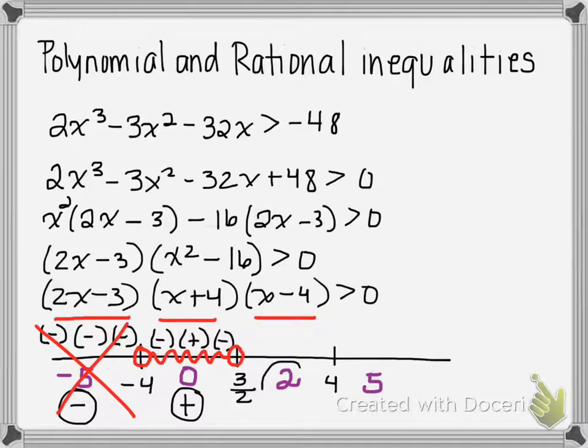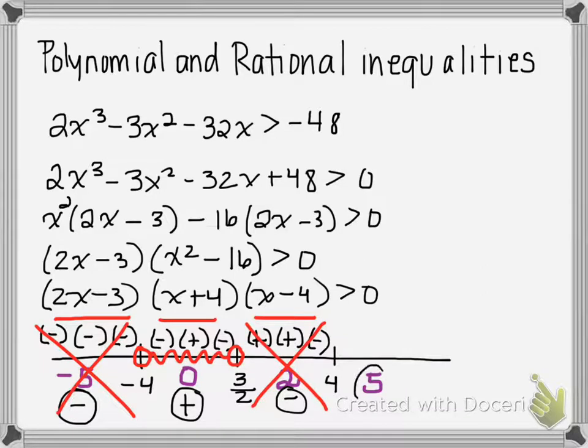Plugging in the 2, so I'm going to move up to the 2 now. If I plug that in, I'm going to get a positive. When I plug in a 2 for x plus 4, I'm going to get positive, and when I plug in a 2 for x minus 4, I'm going to get negative. Positive times positive times negative is negative. So these here are not in the solution.